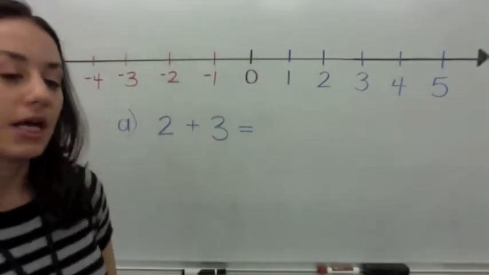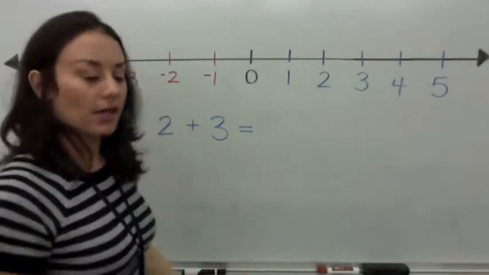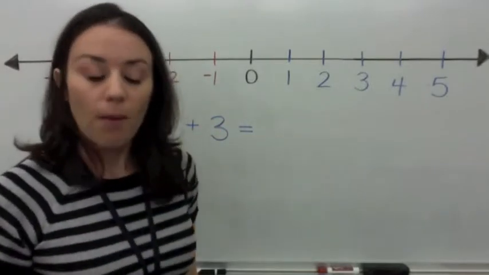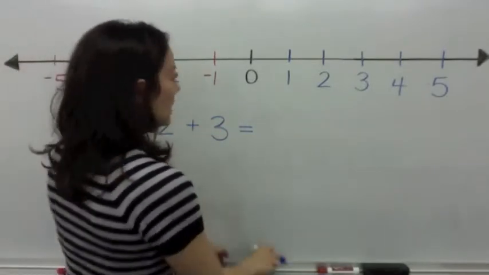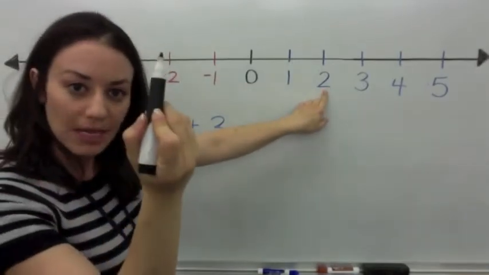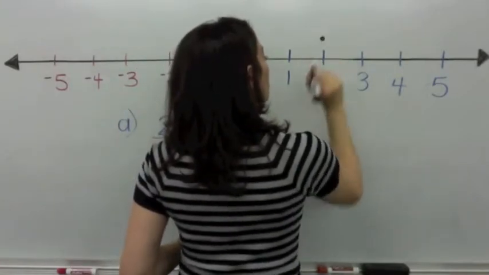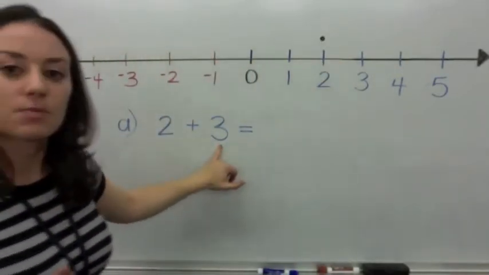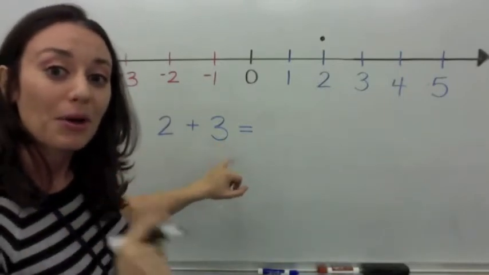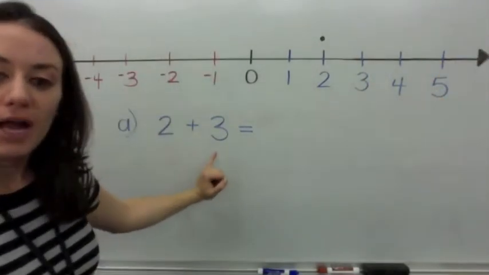Using a number line, how would you add 2 plus 3? Now you know with touch math that you say 2, 3, 4, 5, and you know that you're at 5. But why is that? Well, if you start with 2, you make a dot over the number 2. And 3, that's the number of spaces that you're going to move in what direction? Remember, positive to the right. So you're going to move to the right 3 places.